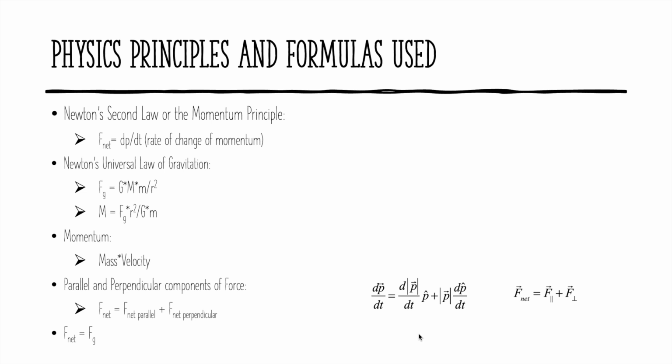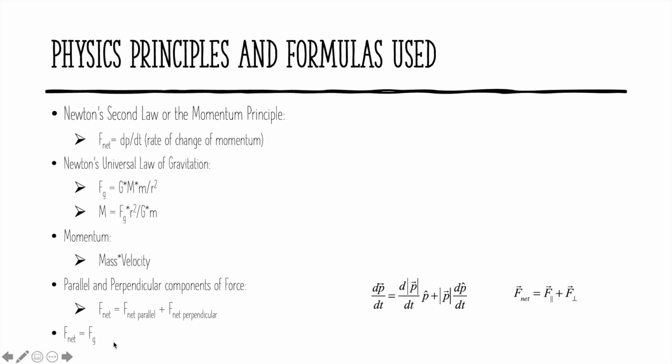Newton's second law, or the momentum principle, states that the net force is equal to the rate of change of momentum. Newton's universal law of gravitation has been found between the black hole and the star. It states that the force of attraction between two masses is directly proportional to the product of their masses and inversely proportional to the square of the distance between their centers. The capital M here has been taken as the mass of the black hole and the small m as the mass of the star.